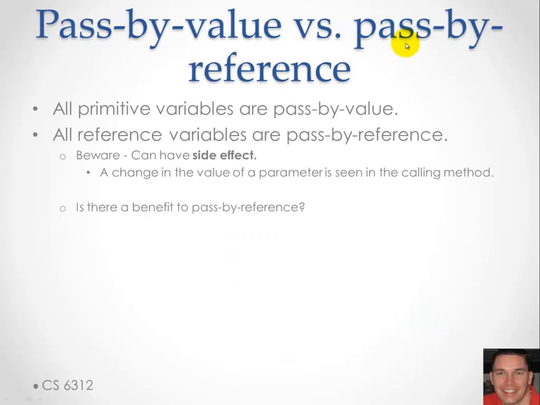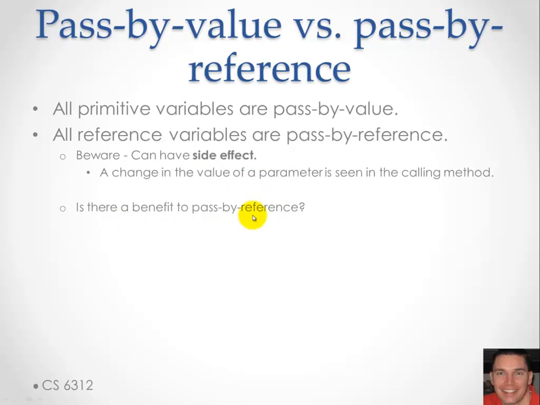Pass by value versus pass by reference. A couple items to note on this. All primitive variables are passed by value. So that means your ints, your doubles, your bools, they're all passed by value. All reference variables, that means anything you instantiate with a new operator, are passed by reference. Again, as I mentioned before, be aware you can have side effects when you do a pass by reference.